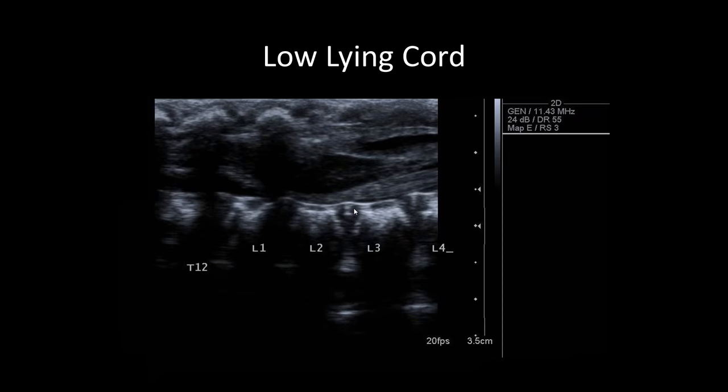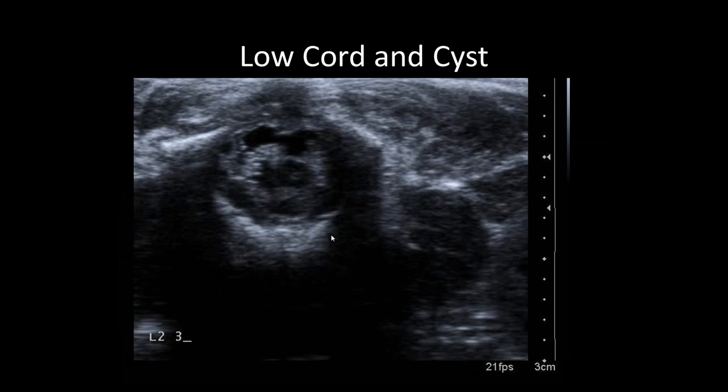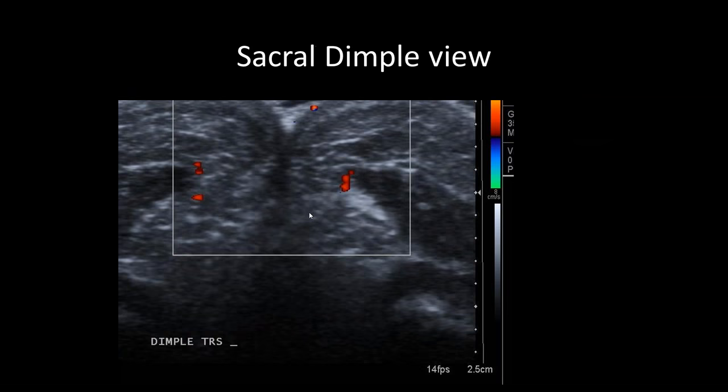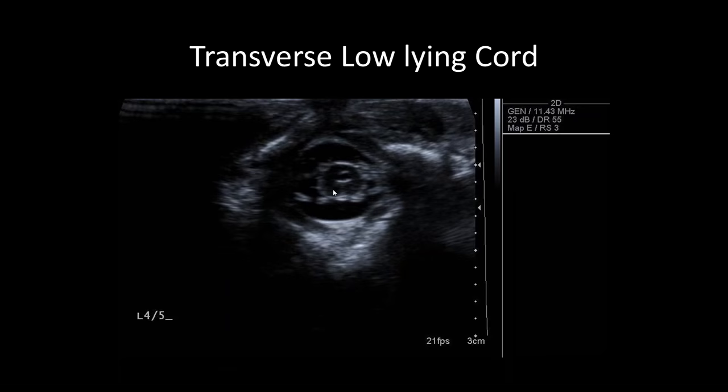This is a low-lying cord, so there you've got your conus finishing below L3. And so these are your vertebral bodies, this is your conus, and this is your filum. And this is also another image of a low-lying cord. Some people look at the sacral dimple, see if there's a cystic connection that they can follow down to the terminus down to the spinal cord. This is a transverse view of a low-lying cord. You've got the echogenic center and then the spinal cord, your subdural space.